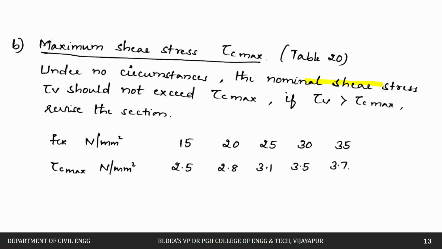Under no circumstances should the nominal shear stress tau v exceed tau c max. If it is going to exceed, we have to revise the section.